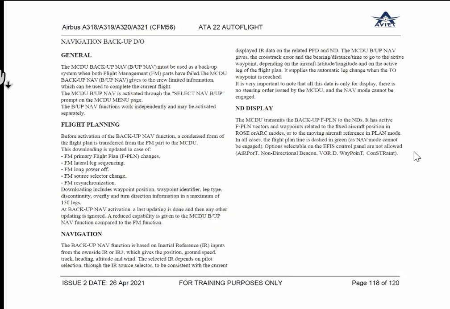Can you read here? The MCDU backup navigation plan gives the crew limited information which can be used to complete the current flight. It is activated through the select nav backup prompt on the MCDU menu, and it may be inaccurate. Backup navigation functions work independently and may be activated separately. So you will not get the rest.